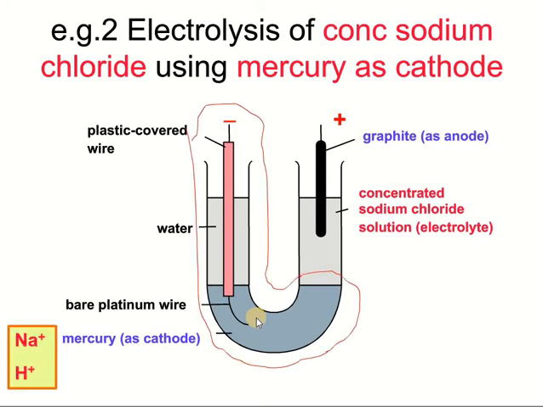Now Na+ and H+ ions came to cathode. OH- and Cl- came to anode. At anode chlorine gas is liberated. At cathode sodium metal deposits.